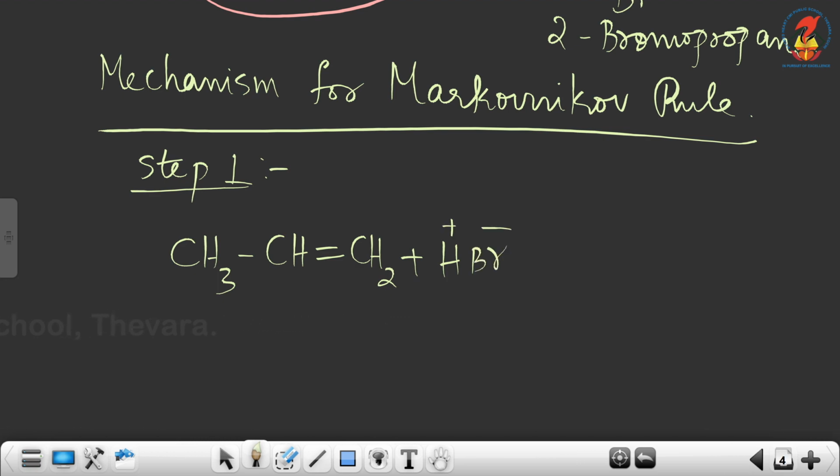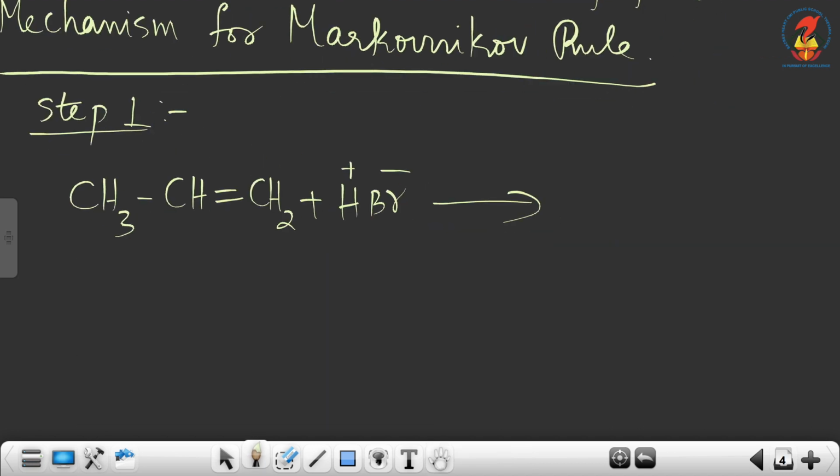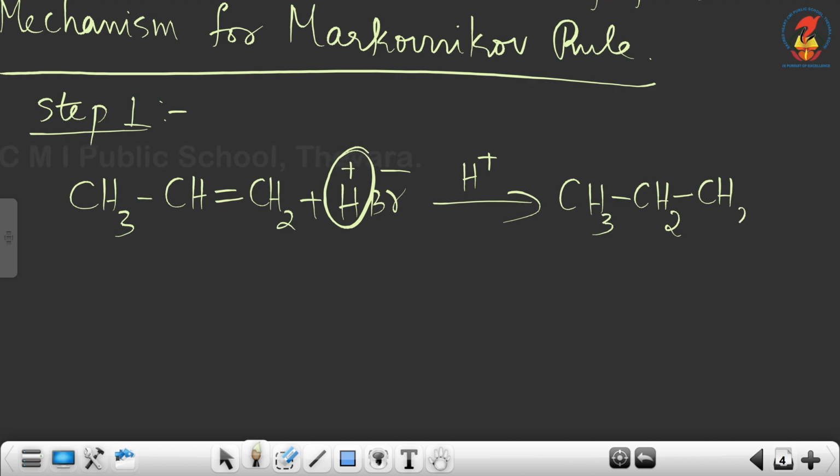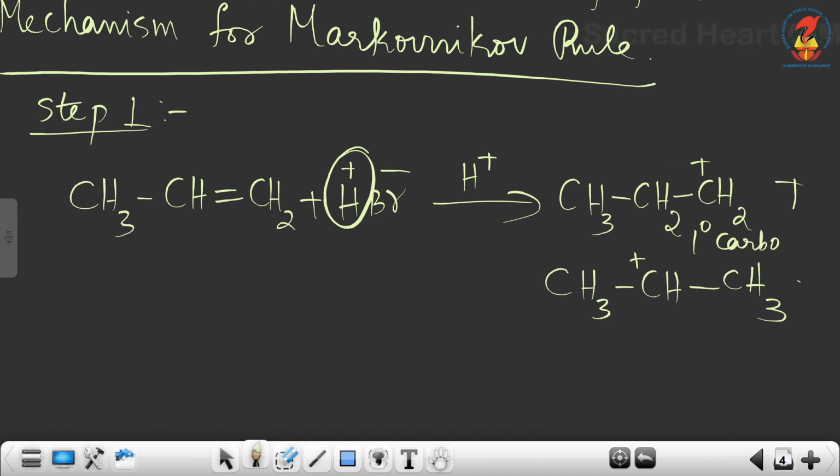So from this, the electrophile is H+, it will add to both the carbon atoms and we will get the product as CH3. From this, Br minus will not react now, only H+ will react. So what will be the product? Only this H+ reacts. So the product is CH3 CH2 CH2 with a positive charge. Now this H+ will attack this carbon, so it will be CH3 CH+ CH3. Now you know carbon carrying positive charge is a carbocation, and the first one is a primary carbocation and the second one is a secondary carbocation.